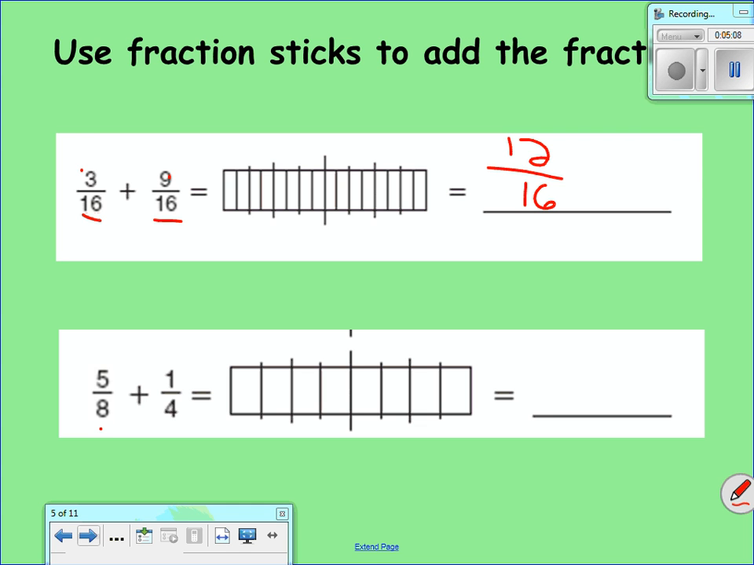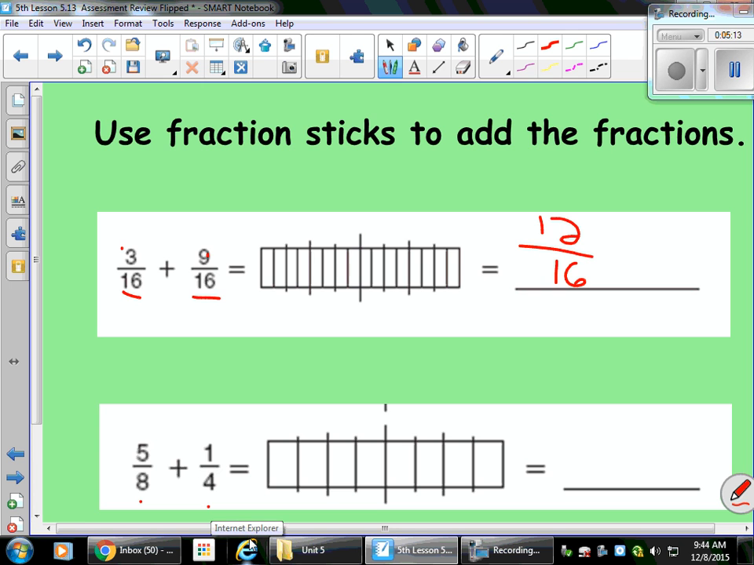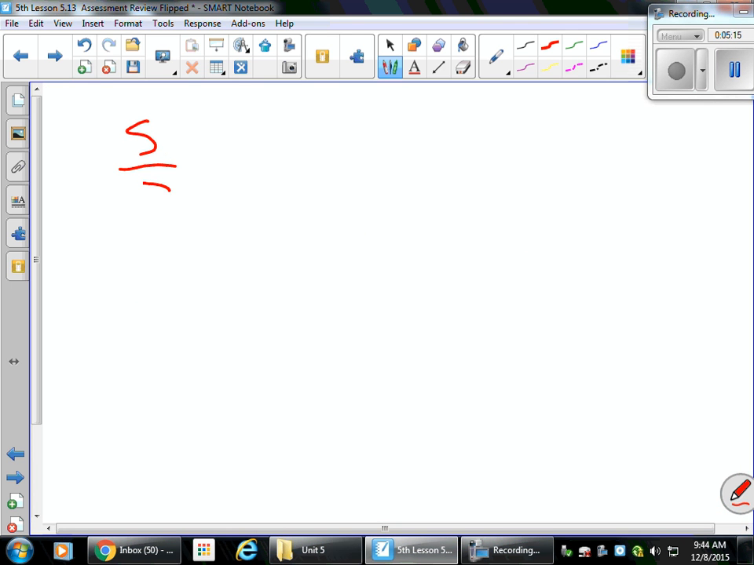Right here, 8 and 4. This does not work because they're not common denominators. So you have got to stack these. You have 5/8. You have 1/4. What number can 4 and 8 both go into? A lot of you are going to put down 32, but there's a much smaller number, kids. 32 isn't wrong, but let's make it easier. What can 8 and 4 both go into? They both go into 8 because 8 can go into 8.